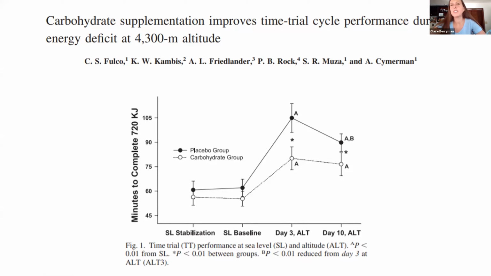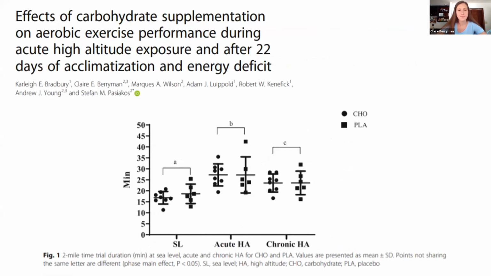Similarly, in a study that our group conducted, we looked at the performance benefits of consuming a carbohydrate supplement, 145 grams of carbohydrate during an 80-minute steady state exercise bout prior to a treadmill time trial, a 2-mile time trial. And in that study, as opposed to the Fulco study, where they consumed the carbohydrate beverage throughout, in our study, we had them consume the carbohydrate beverage before they completed the time trial.